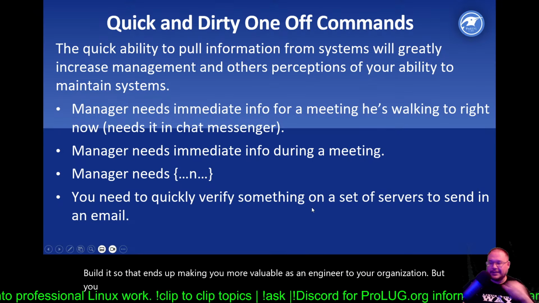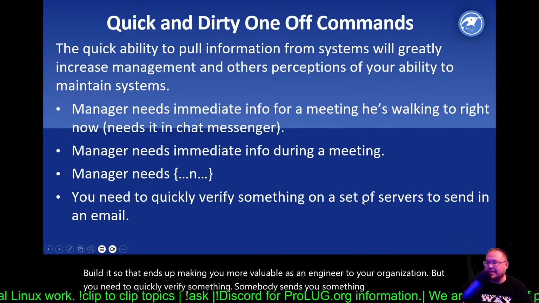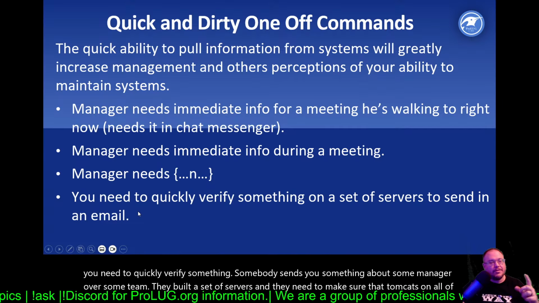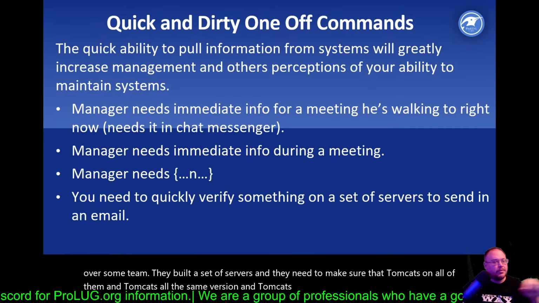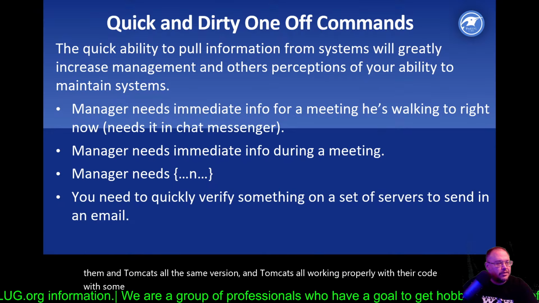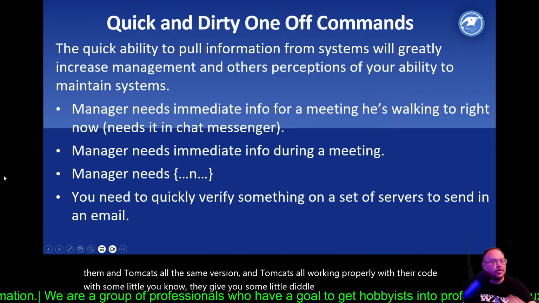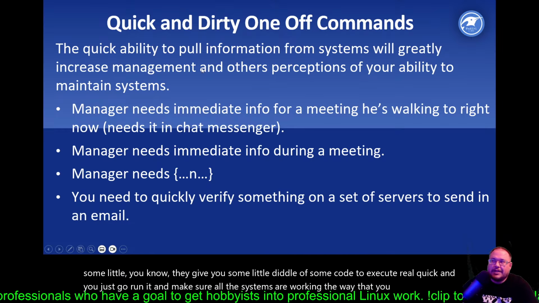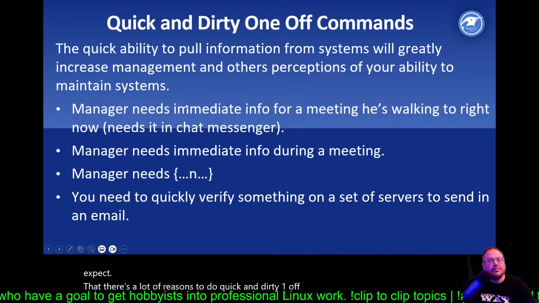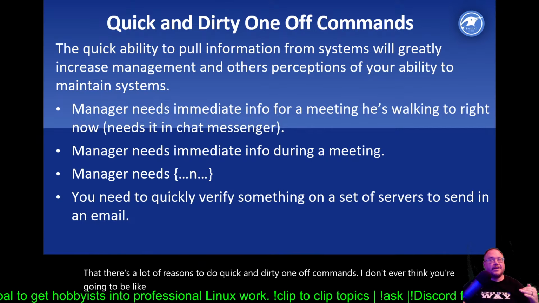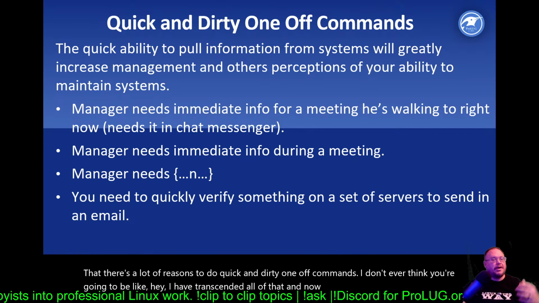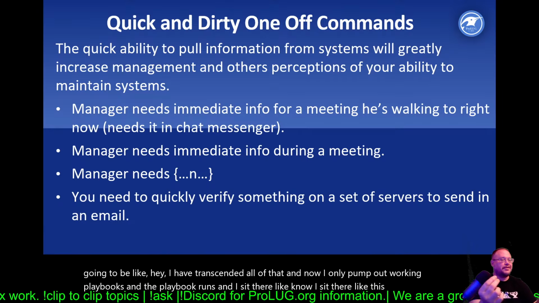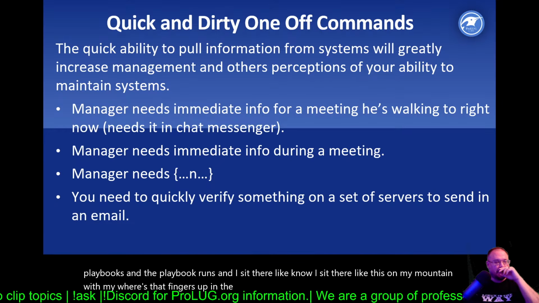But you need to quickly verify something. Somebody sent you something about some manager over some team. They built a set of servers and they need to make sure that Tomcat's on all of them, and Tomcat's all the same version, and Tomcat's all working properly with their code. They give you some little diddle of some code to execute real quick, and you just go run it and make sure all the systems are working the way that you expect. There's a lot of reasons to do quick and dirty one-off commands. I don't ever think you're going to be like, hey, I have transcended all of that and now I only pump out working playbooks and the playbook runs and I sit there like this on my mountain with my fingers up in the air, floating. That's not how it works.